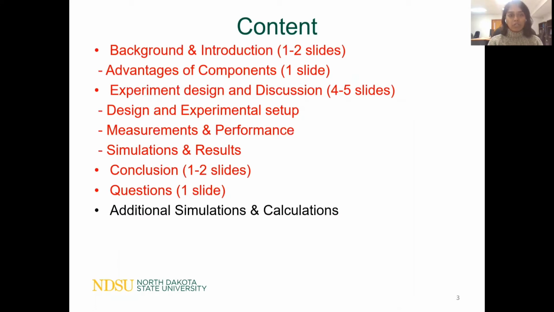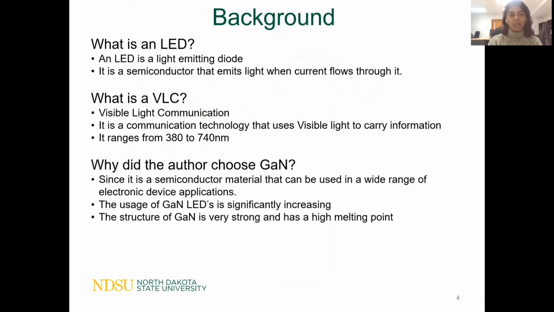The contents of this presentation are going to be background and introduction, which will cover the advantages of the components, experimental design and discussion, which will cover the experimental setup, measurements that are performed, results and simulations. Concluding this paper, we will be discussing what we have learned from the paper by implementing what we have learned in the class. Additional simulations and calculations will not be covered due to the time constraint.